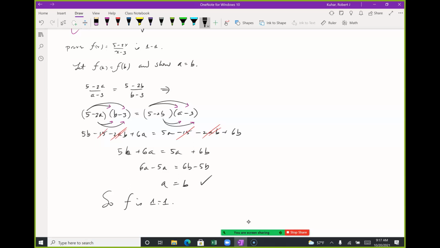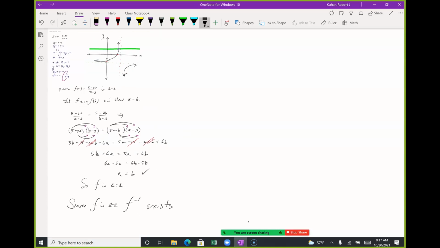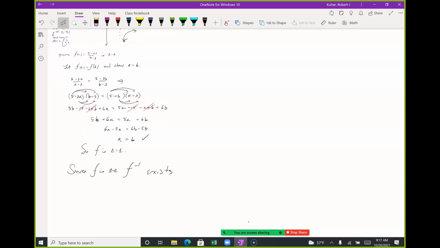Once I know a function is 1-to-1, what do I know about the function? That there is an f inverse. That there's an inverse, and now I want to be able to find the inverse, right? Since f is 1-to-1, f inverse exists. Might not be easy to find at times, and you'll see when you do some of these in your calc class that using the inverse functions sometimes gets a little tricky.